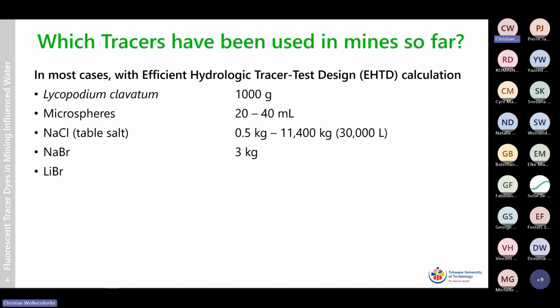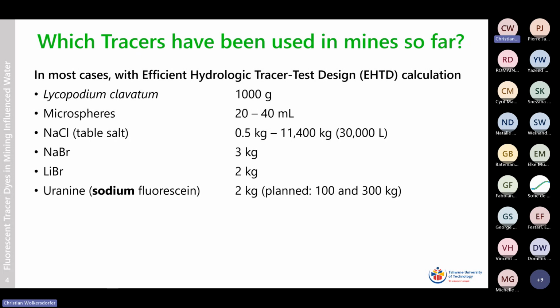Then potassium bromide, 3 kilogram, lithium bromide, 2 kilogram, uranine, you all know uranine, also called sodium fluorescein. And just to mention, in some countries, people just say fluorescein, which is not correct. You always need to call it sodium fluorescein. Until now, we used 2 kilogram, but we planned 2 very huge tracer tests, one in South Africa and one in Germany, with 100 kilogram and 300 kilogram. Then eosin Y as a dye tracer, 1 kilogram, Tinopal CBS-X, 3 kilogram, and rhodamine B, 400 gram. So these are the tracers that have been used in mines so far.